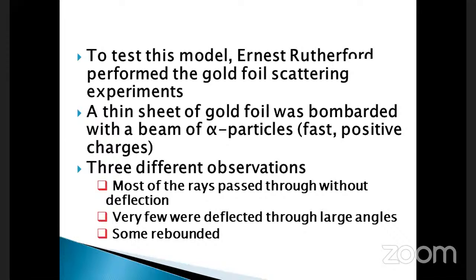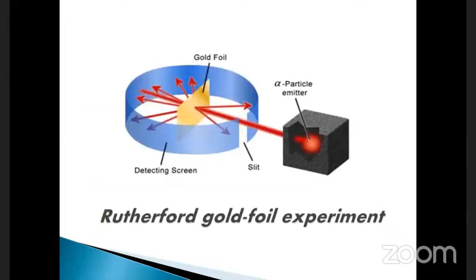This is a schematic diagram of Rutherford's experiments. This is an alpha emitter, and that's the gold foil, and that's the detecting screen. You can see what I just said. Many of the alpha particles just passed through. Some were deflected, and few of them rebounded.